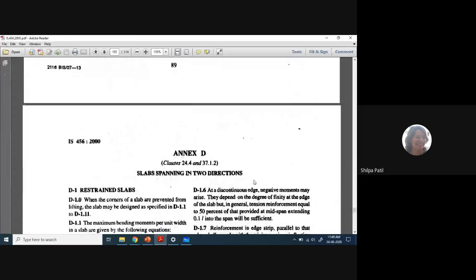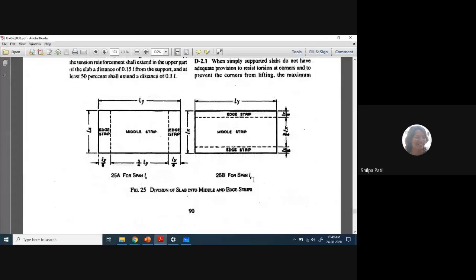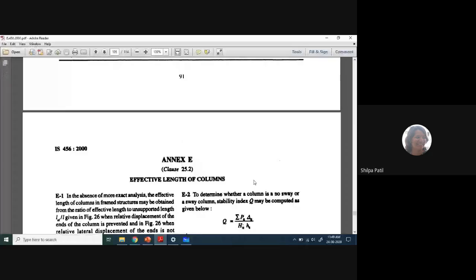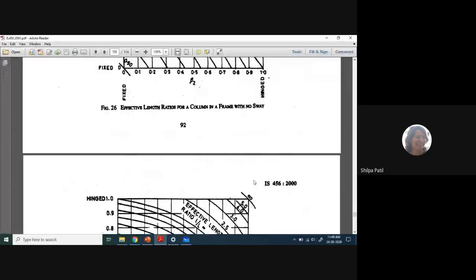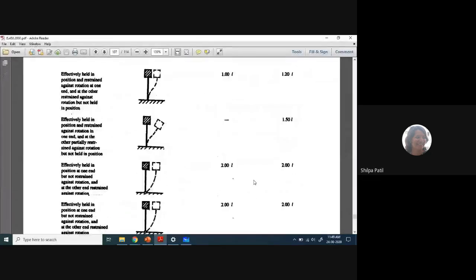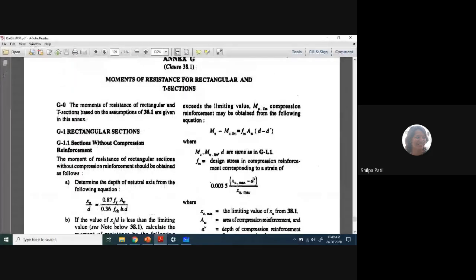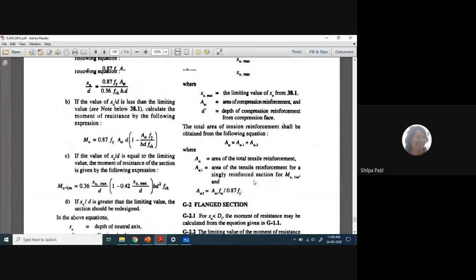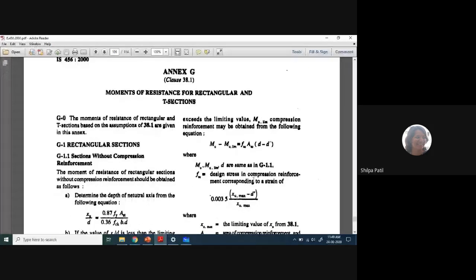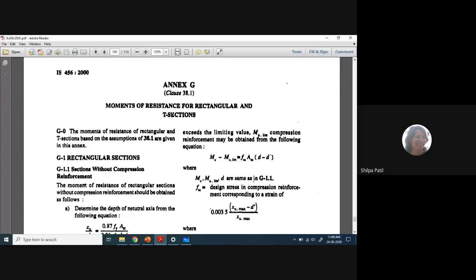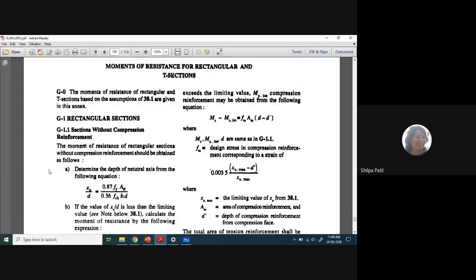Tell me where we are getting Annex G, page number. Guys, are you looking into your code? Ma'am, 96. Yes, page number 96, Annex G, moments of resistance for rectangular and T section. So just check the clause G 1.1, sections without compression reinforcement.